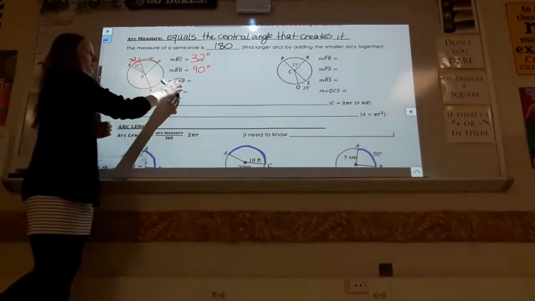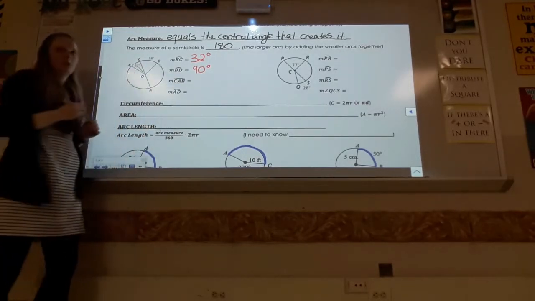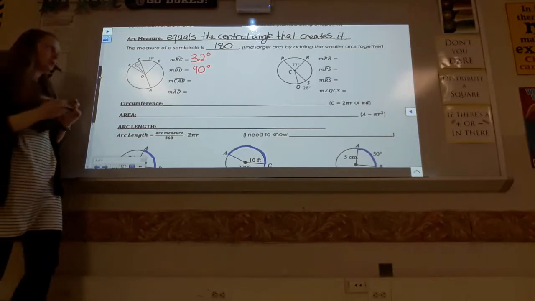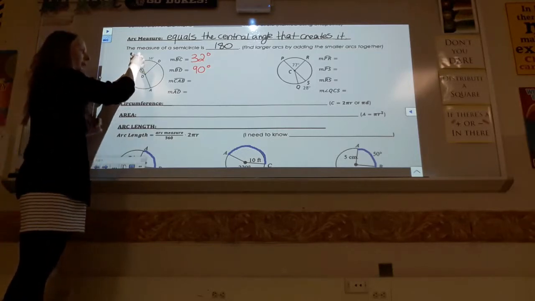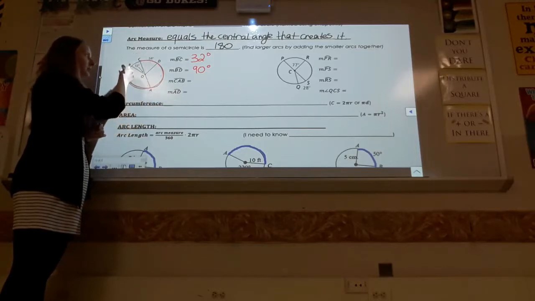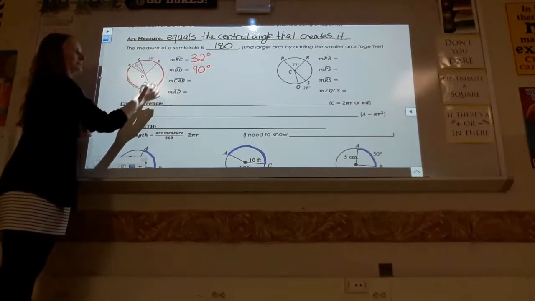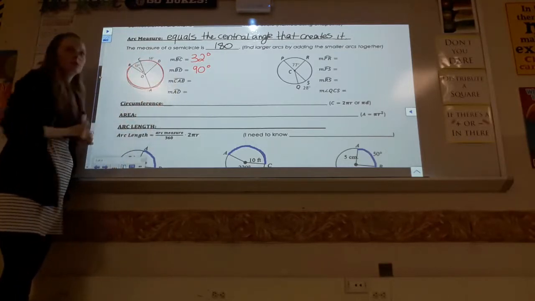All right. CAB, is that major or minor? That's major. When you see three letters, that's major. So I'm going to start at C. Now, what direction do I go in? Towards A, and you keep going and you stop at B. So I want all of that. Start at C, go past A, and then end at B. That's why they give you those three letters to help you.